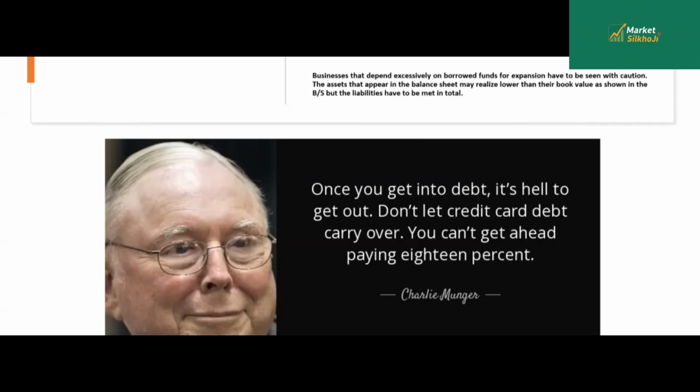Which is best? Obviously through internal accruals. So if the business can grow through its internal cash-generating capacity, that's great. Generally we look for companies where the business generates cash for reinvestment instead of going out and borrowing money and expanding. That's what Munger also mentioned: generally avoid companies with a lot of debt. High growth companies through external funding, that is through debt, generally we avoid them.